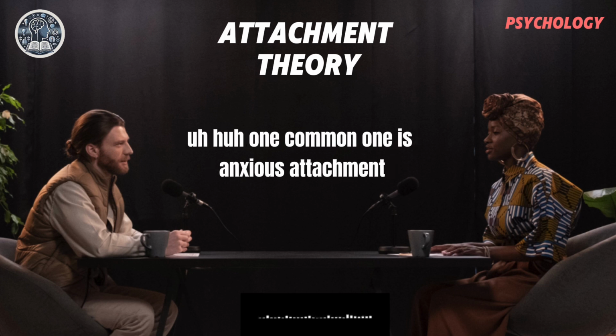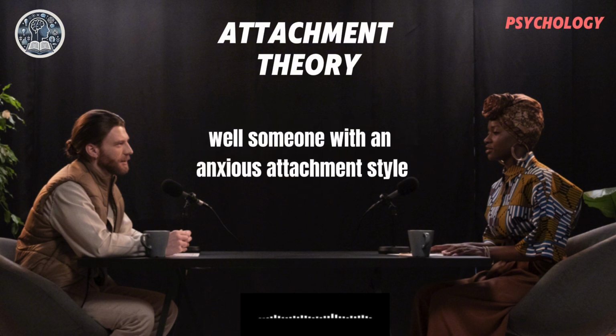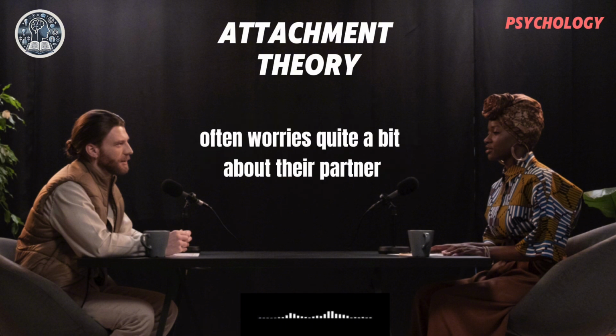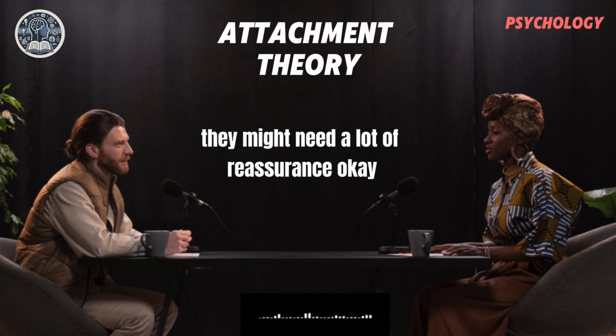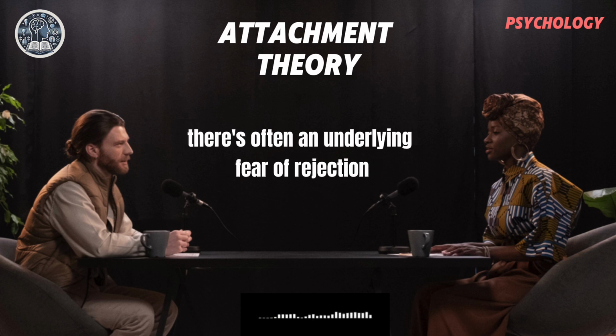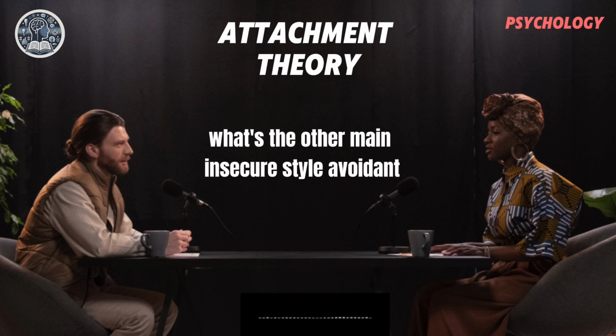One common one is anxious attachment, sometimes called preoccupied attachment. Anxious? What does that look like? What are the signs? Well, someone with an anxious attachment style often worries quite a bit about their partner being emotionally available. They might need a lot of reassurance. There's often an underlying fear of rejection or being abandoned. I think a lot of people can probably relate to needing reassurance sometimes. What's the other main insecure style?